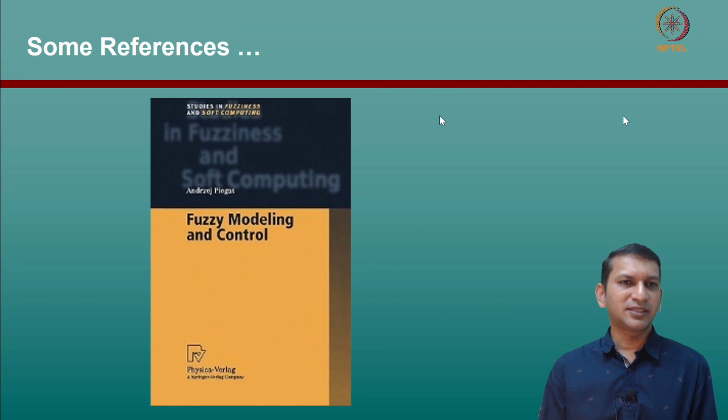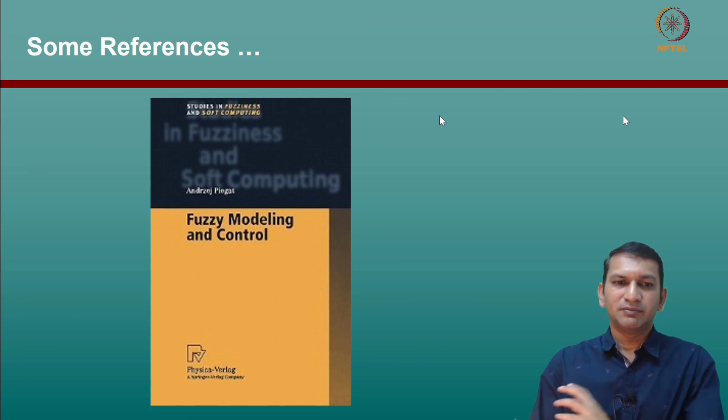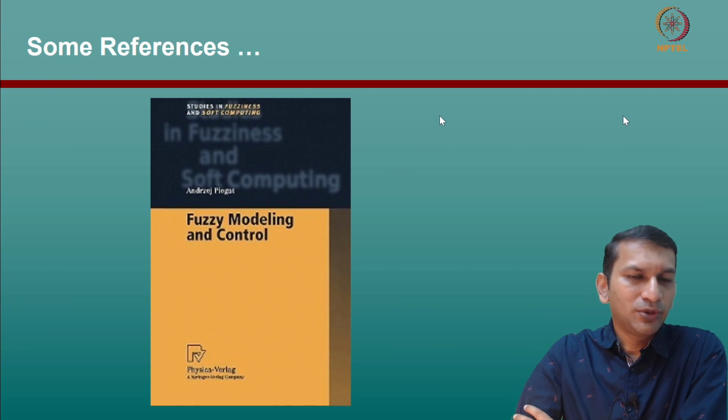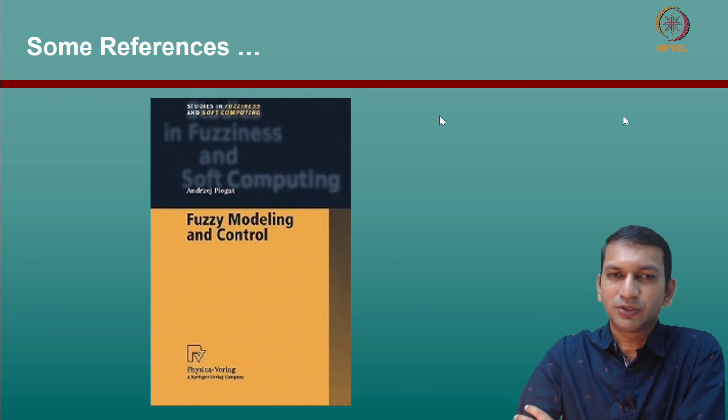As I said, in the next lecture, we will look at putting similarity based reasoning in a formal framework, what are the operations involved, and also a little bit about types of fuzzy rule bases, sparse, complete, and so on.